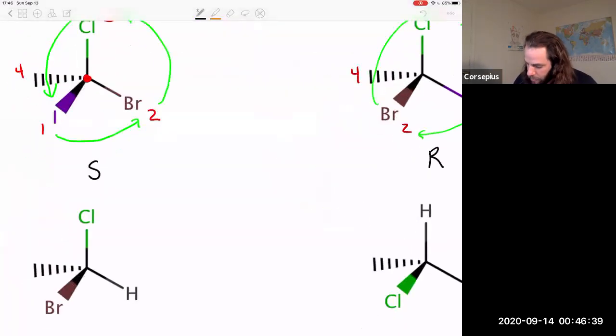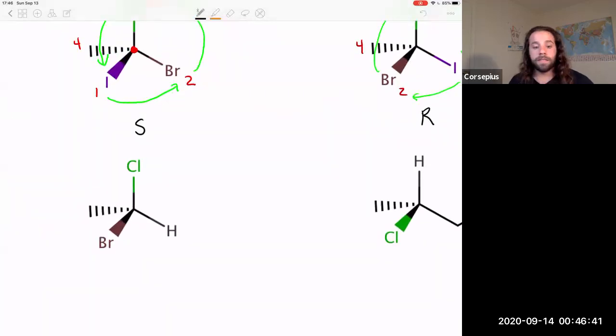All right, let's look at a few harder ones here. I say they're harder because, unfortunately, the lowest priority group is not where it needs to be, right? So first step is still the same. We're going to go in and assign priorities. Just based on atomic number, we can see that bromine is 1, chlorine 2, carbon's 3, and hydrogen's 4. The hydrogen's not in the right position, so I'm going to have to rotate this molecule in order to get it there.